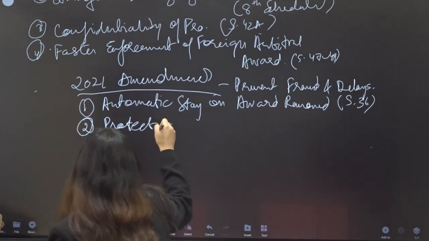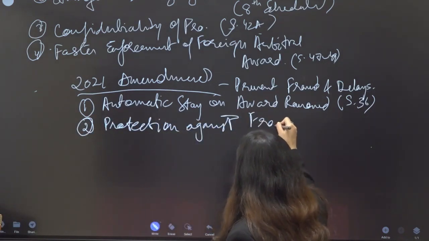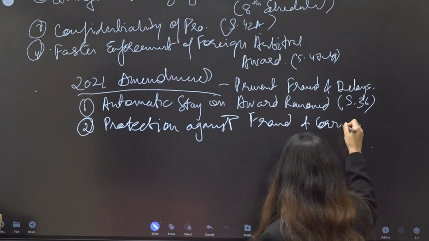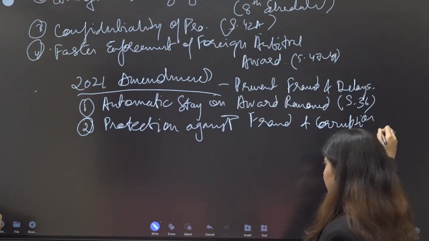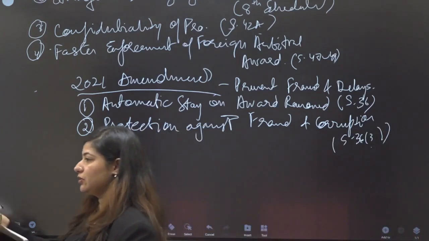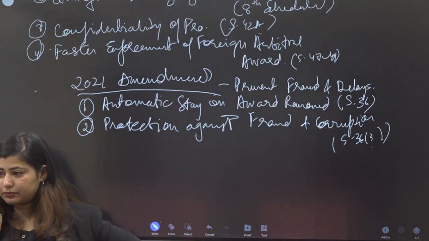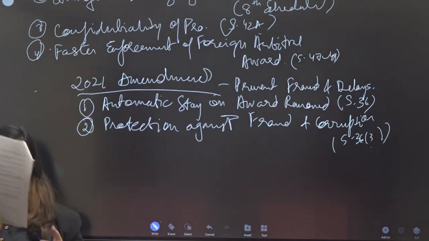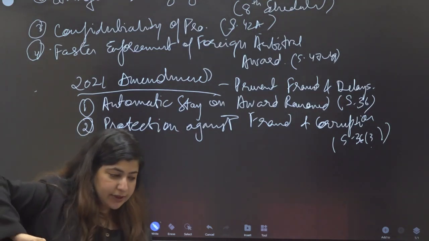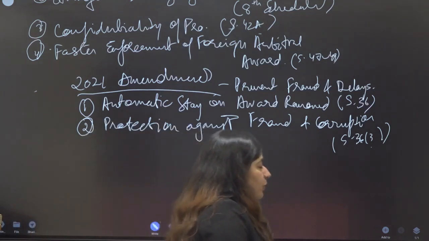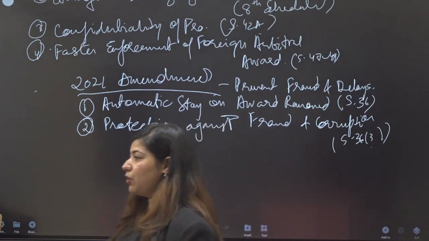So your second key amendment is protection against fraud and corruption. The amendment has been made in section 36 clause 3. So if your arbitration agreement is prima facie induced by fraud or corruption, then the court will stay the enforcement of the award. That's what the amendment is saying here. So we'll just write: court may stay enforcement of award.